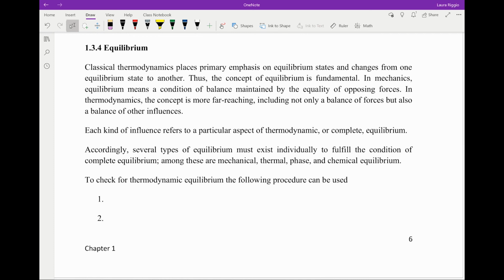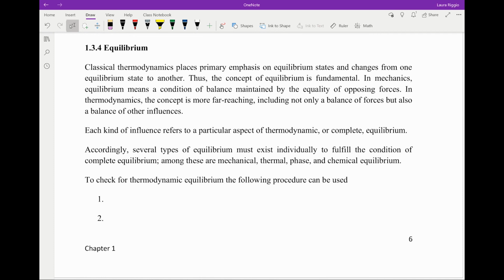In thermodynamics, we're going to take this concept much further, because it's not only going to include a balance of forces, which it does, but it's also going to include a balance of other influences. As we go through the course, we will slowly define more and more of these influences. So several types of equilibrium exist. These include thermodynamic equilibrium, complete equilibrium. To fulfill complete equilibrium, we must have mechanical equilibrium, phase equilibrium, thermal equilibrium, chemical equilibrium.